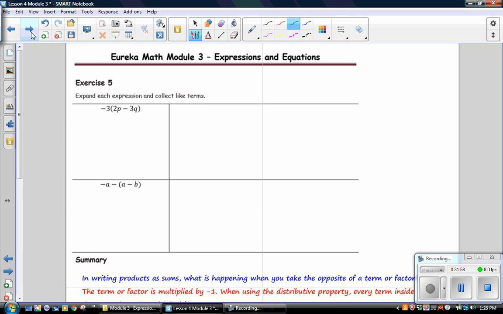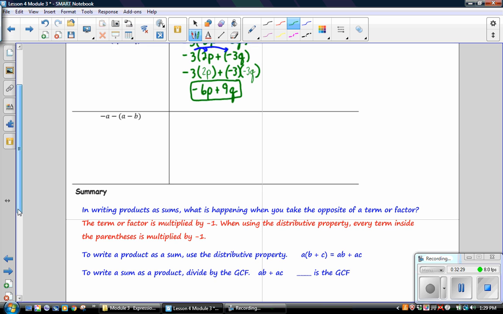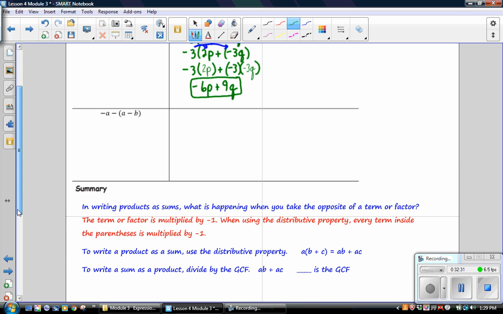Exercise 5. Expand each expression and collect like terms. Copy the problem. Negative 3 times the quantity, 2p minus 3q. I'd like you to pause the video and try this problem on your own, and then resume it to check your answer. Check your answer, make any corrections, and continue to the next problem. Negative a minus the quantity a minus b.